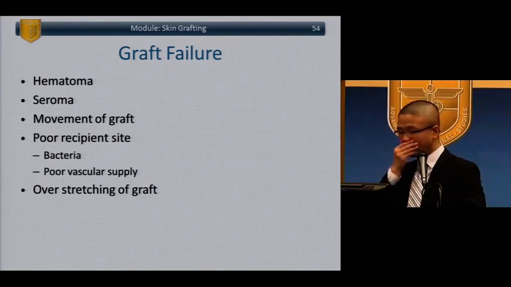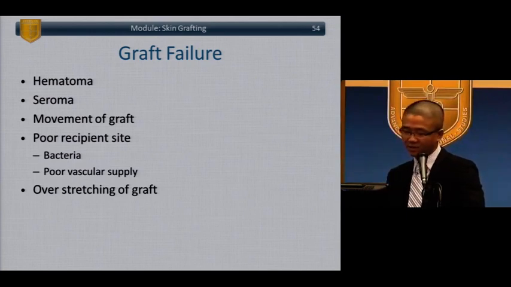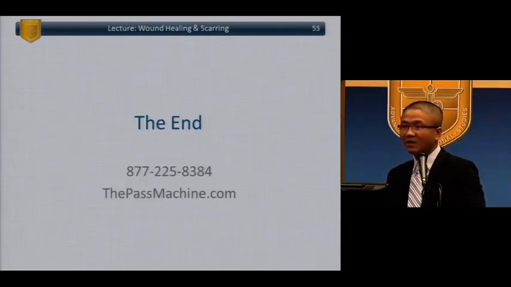Okay, so graft failure: movement of the graft, hematoma, seromas, poor recipient site, overstretching the graft. We kind of already touched base on all this stuff. I think that's it. Any questions about wound healing?